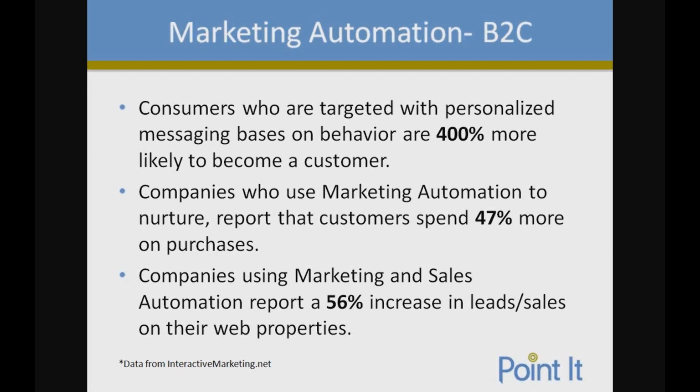And the final item on this list, companies using marketing and sales automation report a 56% increase in leads and sales on their web properties. So this is, again, for that B2C company who's trying to generate as many leads as possible at a lower cost, using an automated program to help nurture those leads and increase sales. You can get a 56% increase using a marketing automation tool.